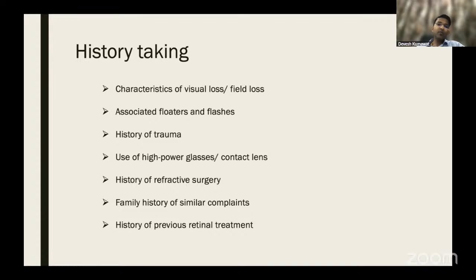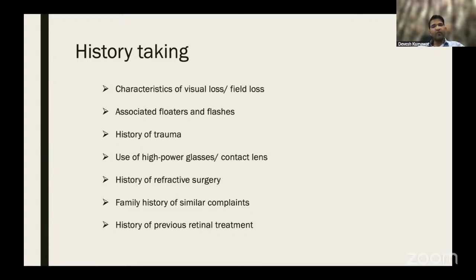Now, in pseudophakic patients, it may be important to elicit the history of cataract surgery. When was the cataract surgery done? Or was the cataract surgery prolonged, or was it complicated? Was there good visual gain after the cataract surgery? So that we know whether it was a safe and uneventful cataract surgery, or was it a complicated cataract surgery with vitreous loss or not.